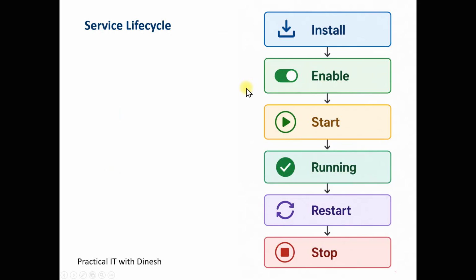This diagram shows the typical life cycle of a Linux service. We first install the software. Then we choose whether it should start automatically or not. We start the service. After that, it continues running in the background. We restart it after, for example, configuration changes. We stop it when it's no longer needed.